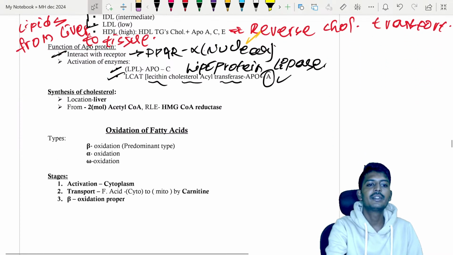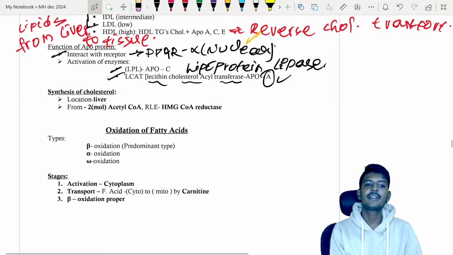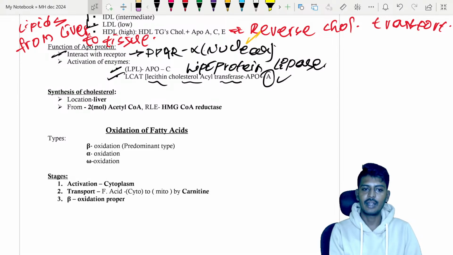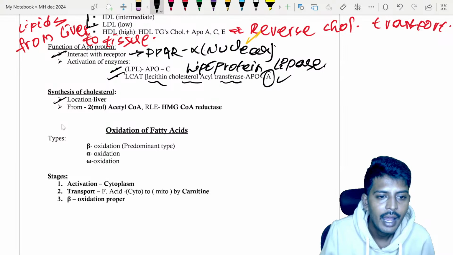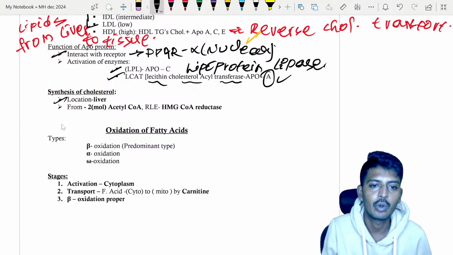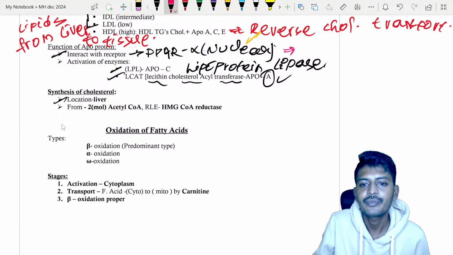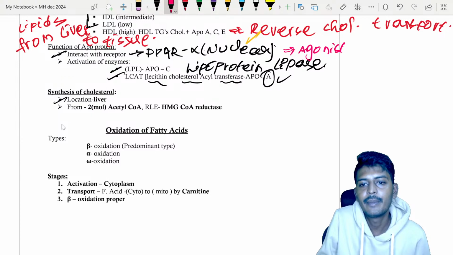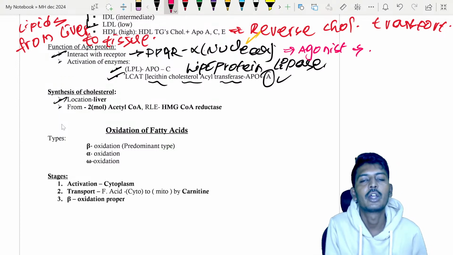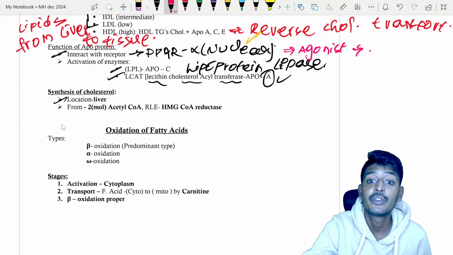So when we are speaking of synthesis of cholesterol, cholesterol synthesis occurs in one location, that is your liver. And I want you to remember, before going to the cholesterol synthesis, PPAR alpha is there. There are some drugs, PPAR alpha agonists. They are used in the treatment of dyslipidemia, atherosclerosis, etc. Which are those drugs? PPAR agonists.